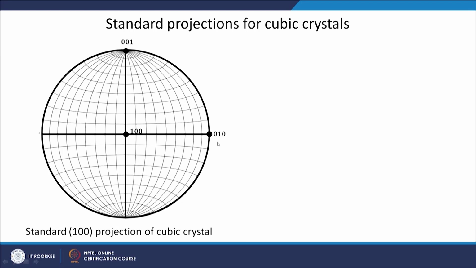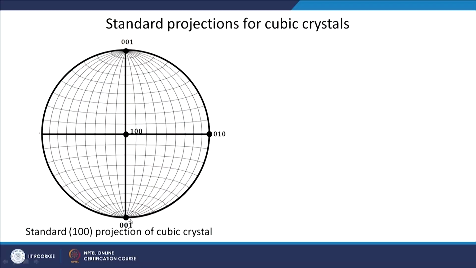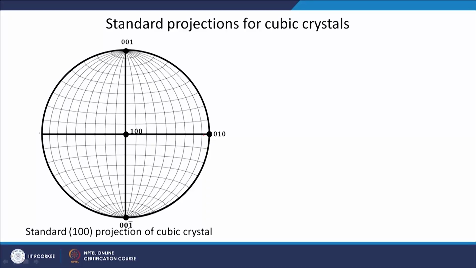001 and 010, and obviously if there is a 90 degree relationship between 100 and 001, there is also a 90 degree relationship between 100 and 00 bar 1, which is just the opposite plane of 001. So, that will be plotted diametrically opposite to 001. Any negative plane will be diametrically opposite on the Wulff net or on the stereographic projection, directly diametrically opposite to this one. Similarly, for 010 this will be the negative, 0 bar 1 0.